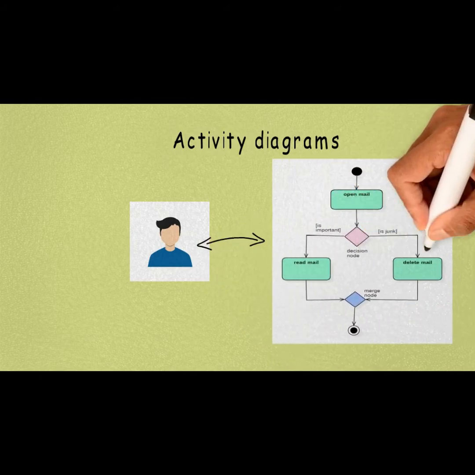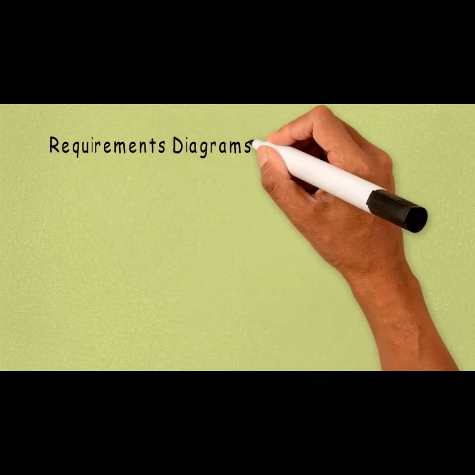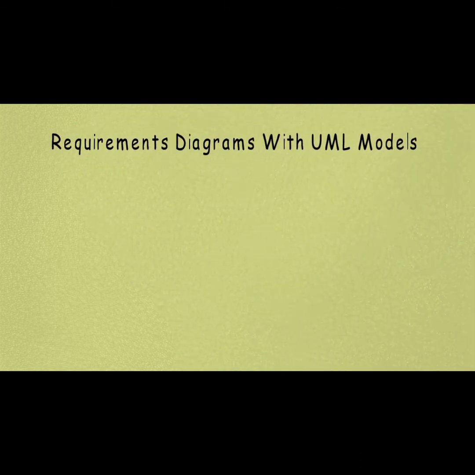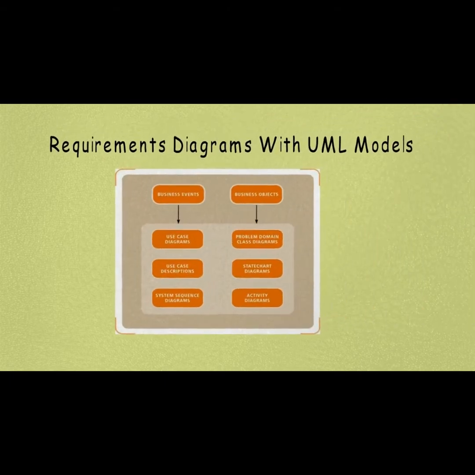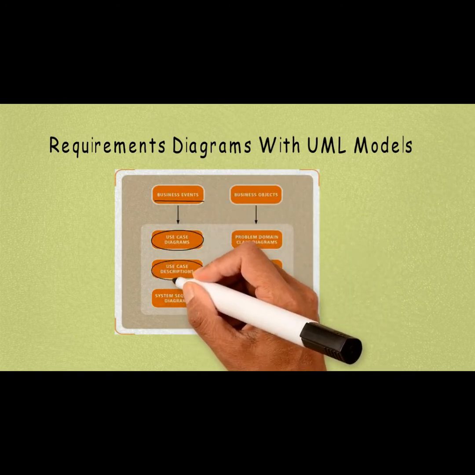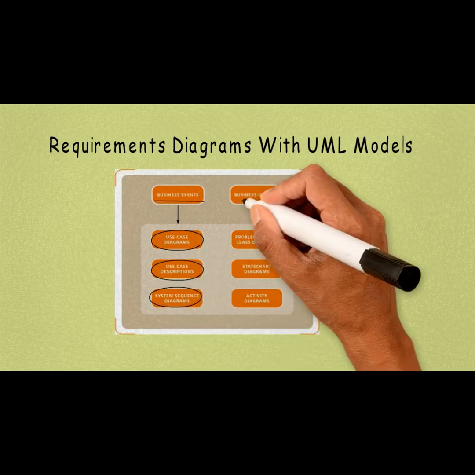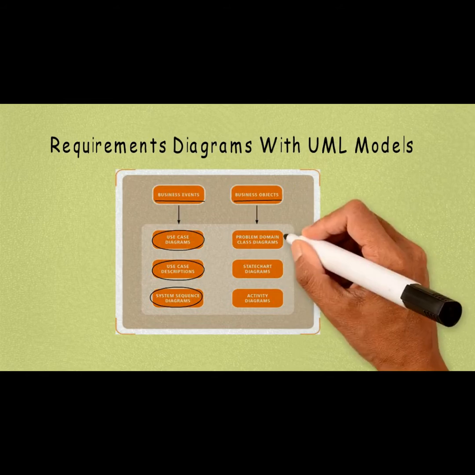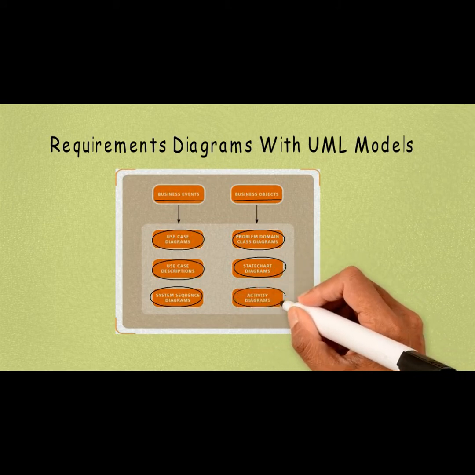Here is a sample of use cases. Next, I'll give you a requirements diagram with the OMG model. So we can see we have the business event, use case diagram, use case description, and the system sequence diagram. In the business object, we have the problem domain class diagram, the state chart diagram, and also the activity diagram.